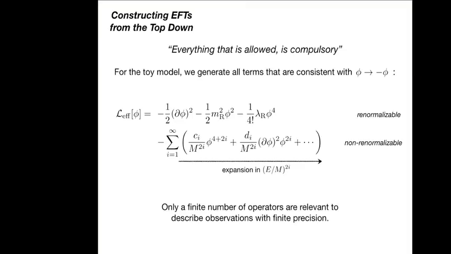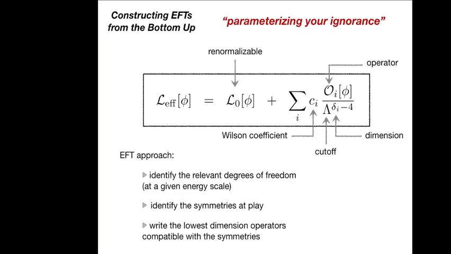So in principle, of course, and famously, you have an infinite number of terms, but they can be organized in a power series of energy over mass. So in order to describe observables, you only need a finite number of these operators. Okay? So that's from the top down. It gives you a sense for what can happen, and if the theory is perturbative, how the IR couplings depend on the UV coupling.